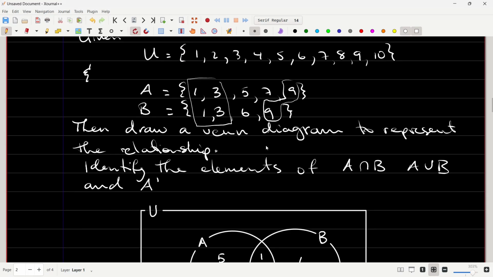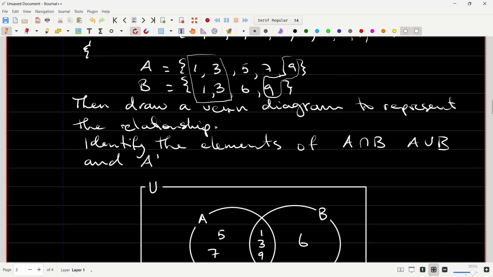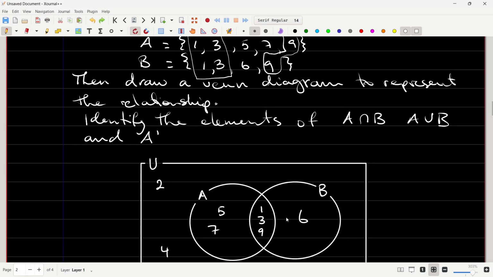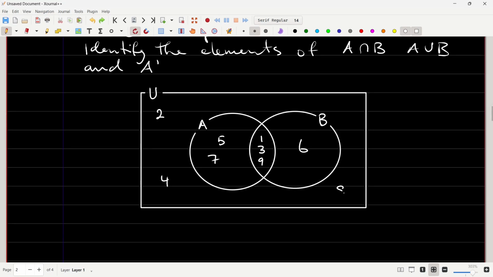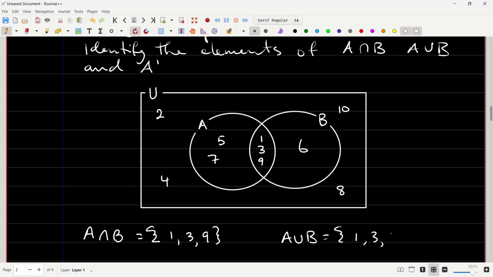Let's see, anything in the universal set, I have a place, no place for 2, no place for 4, 5, 6, 7, missing 8, 9, and then missing 10. Notice we clearly identify where each element belongs. So let's start. A intersect B, we get the elements 1, 3, 9. Then A union B, we get the elements 1, 3, 5, 6, 7, 9.